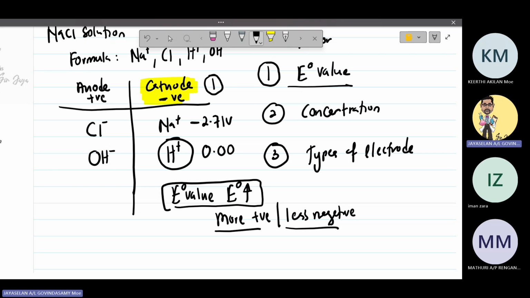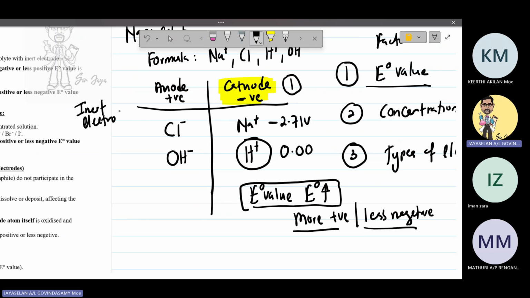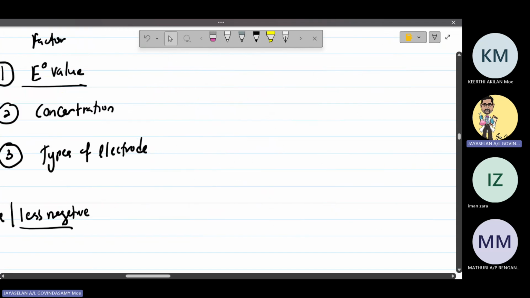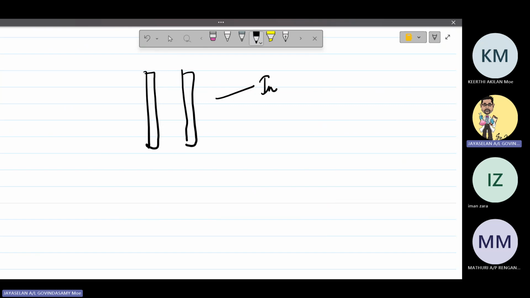Okay, now anode. Macam mana nak cari anode? Anode, you kena tengok electrode. First, kalau dia guna inert electrode. Inert electrode, dia punya electrode rod yang dia cucuk tu mesti inert. Inert tu mana satu inert? Okay, kena ingat, rod ni ada dua jenis. One, we call inert. Inert maksudnya dia tak terlibat dalam mana-mana tindak balas.